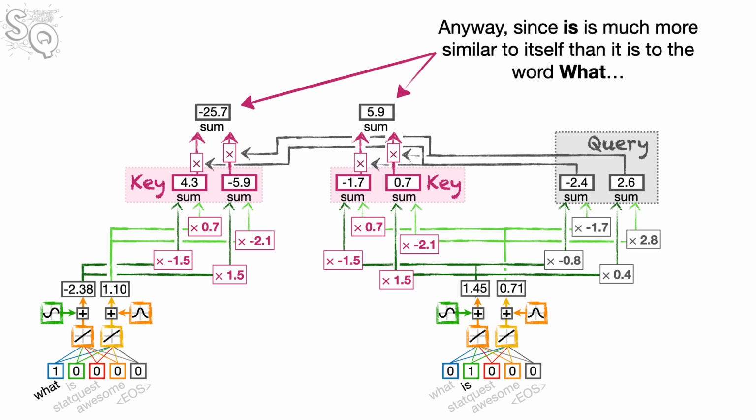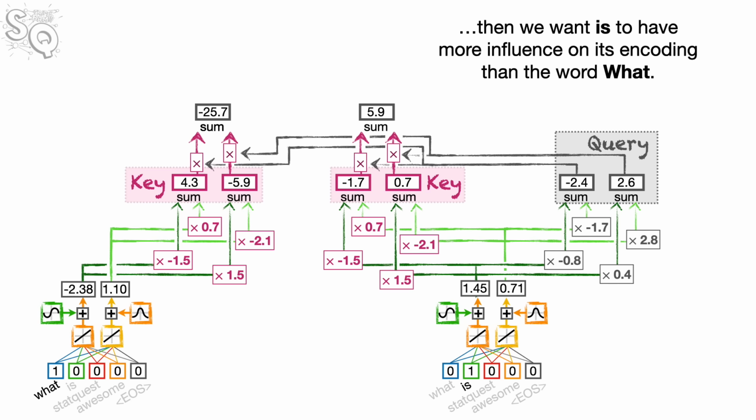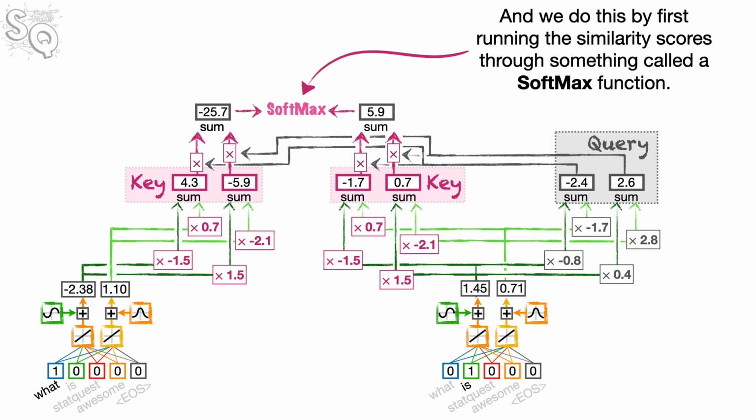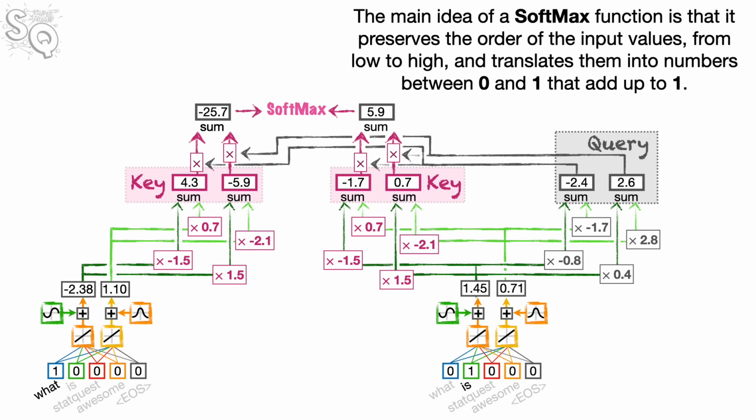Anyway, since "is" is much more similar to itself than it is to the word "what", we want "is" to have more influence on its encoding than the word "what". And we do this by first running the similarity scores through something called a SoftMax function. The main idea of a SoftMax function is that it preserves the order of the input values from low to high and translates them into numbers between 0 and 1 that add up to 1.